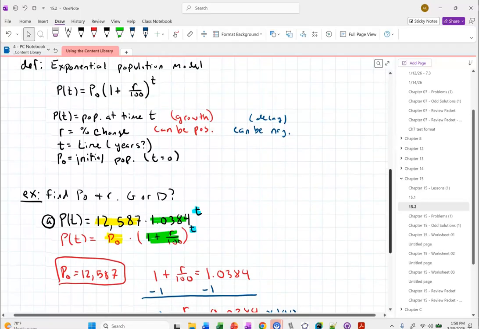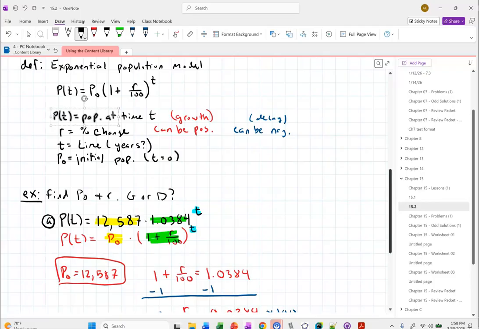Oh yeah, like the equation. You just plug it in. That's what I did here. This equals this, and then you just do a basic plug in. Minus 1, minus 1, and then times 100. Got it.